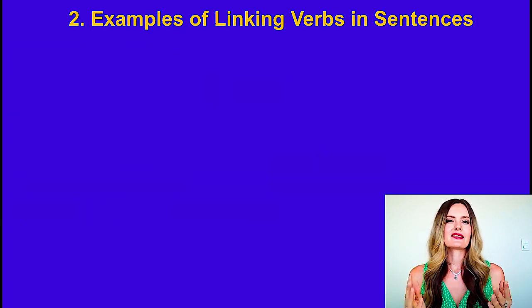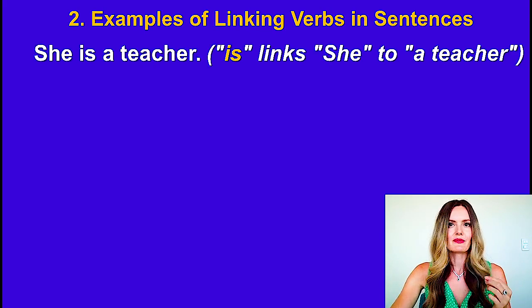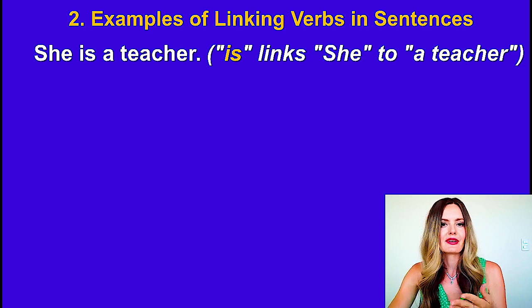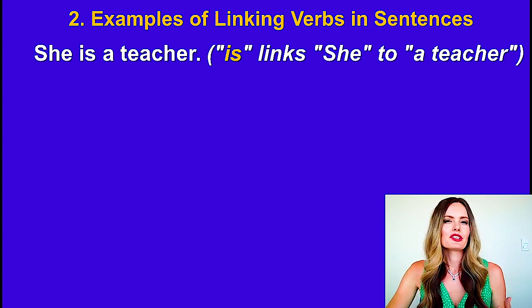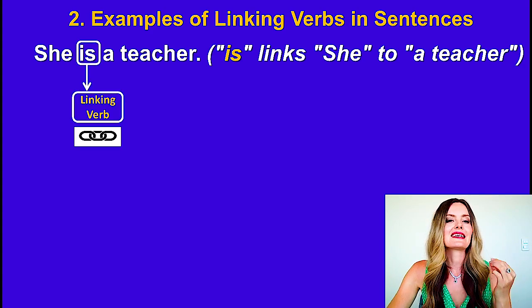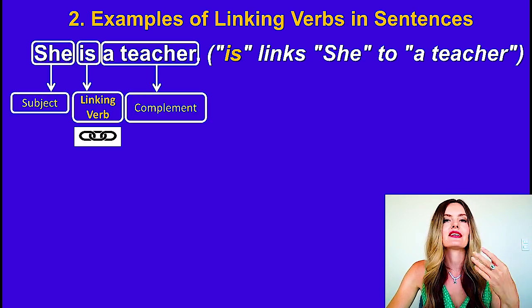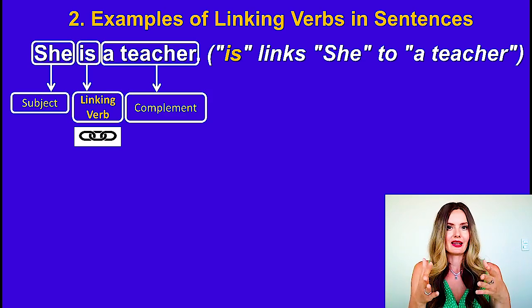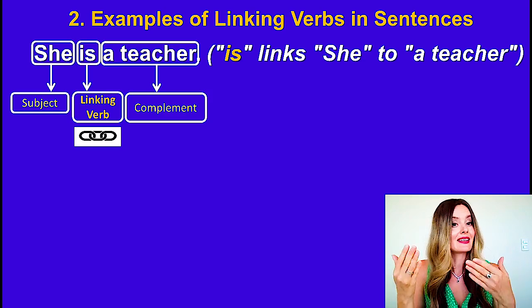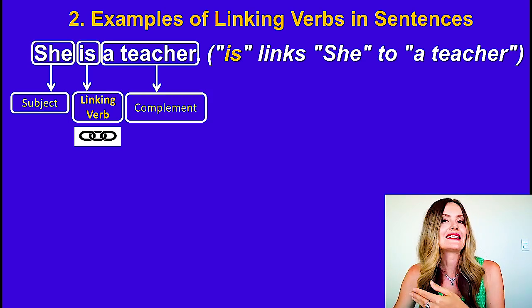Let's take a look at examples of linking verbs in sentences. For example, she is a teacher. Is links she to a teacher. One more time. Is a linking verb because it links the subject she to a teacher. A teacher is a complement. So the linking verb is links the subject she to the complement a teacher.